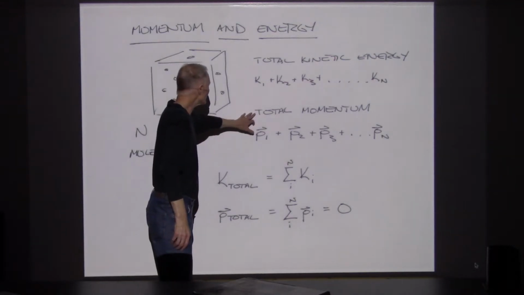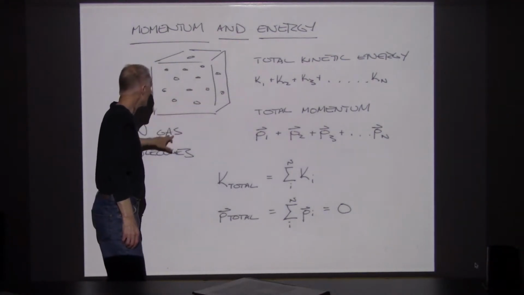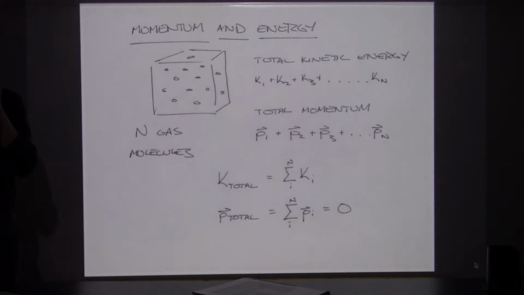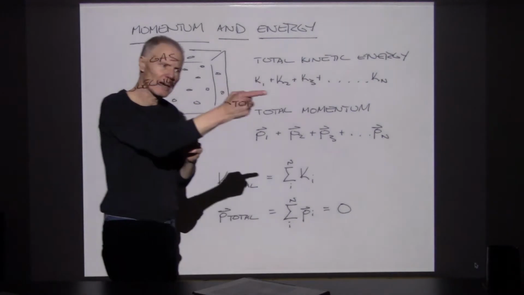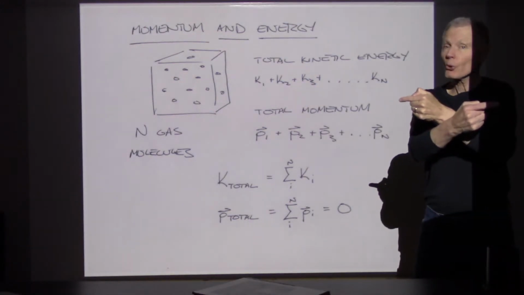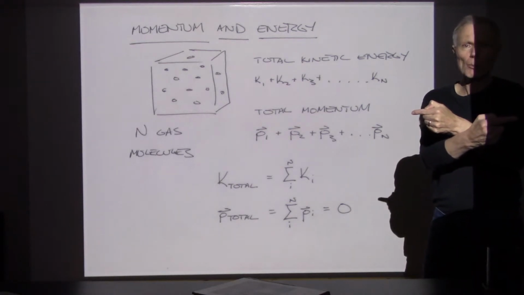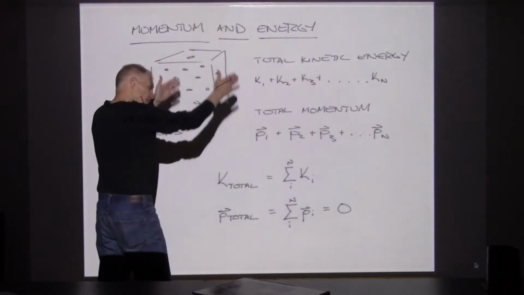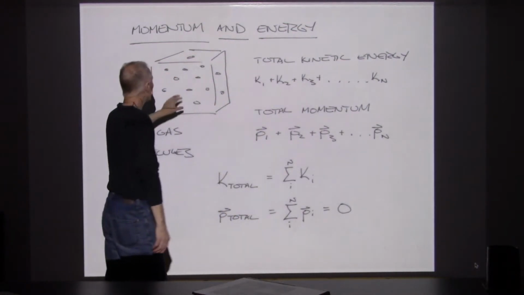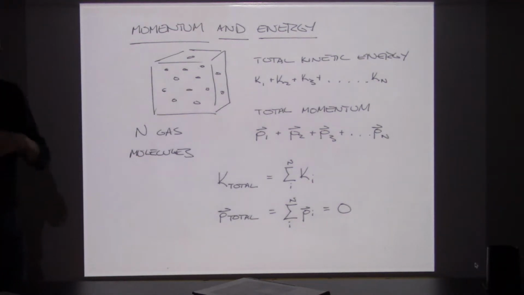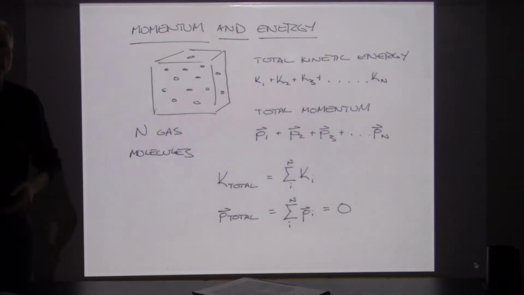Now, momentum's a little different. How would I calculate the momentum of all these gas molecules? Momentum's a vector. So that means that if one molecule has a momentum in this direction, and another molecule has momentum in another direction, those are going to cancel when I add all the momentum together. So if I have a collection of gas molecules in a container, and the container's just sitting there on the table at rest, the total momentum is 0. Not because the molecules don't have momentum, but because momentum cancels out.